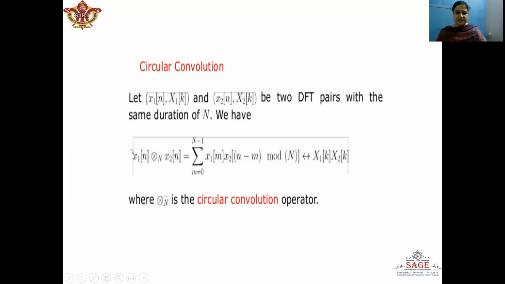Now, the next property is circular convolution. According to this property, if we have two sequences x1(n) and x2(n) with DFTs X1(k) and X2(k) respectively, and I do circular convolution in the time domain, then in the frequency domain their respective DFTs get multiplied, X1(k) into X2(k). The circular convolution formula is the summation from m equals 0 to N minus 1 of x1(m) x2((n minus m) mod N), where this symbol represents the circular convolution operator.